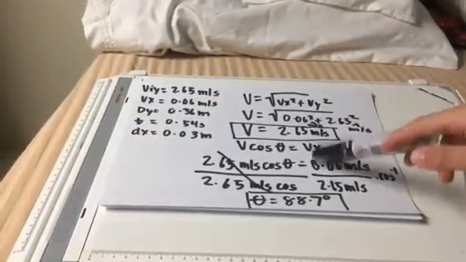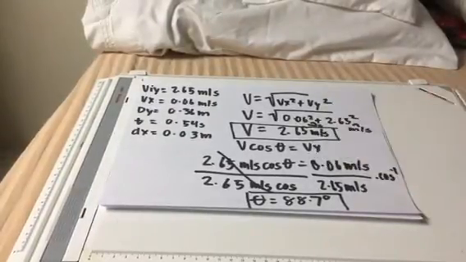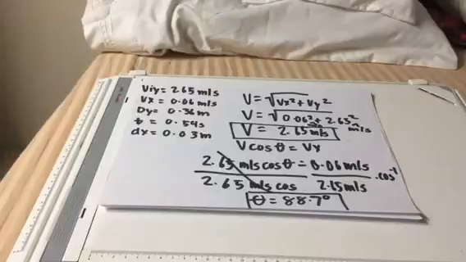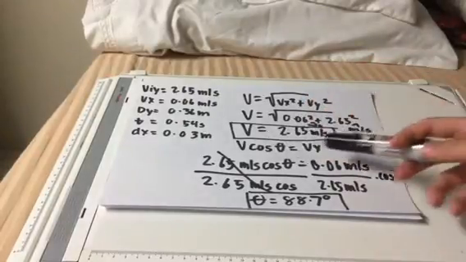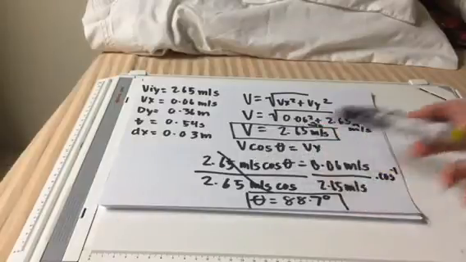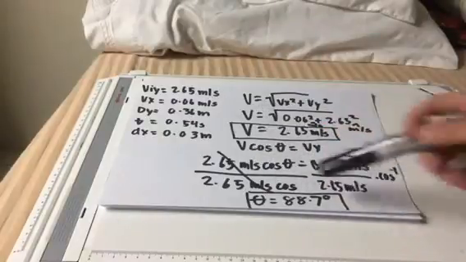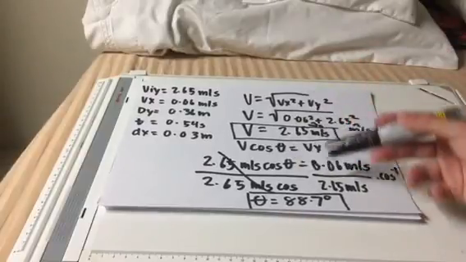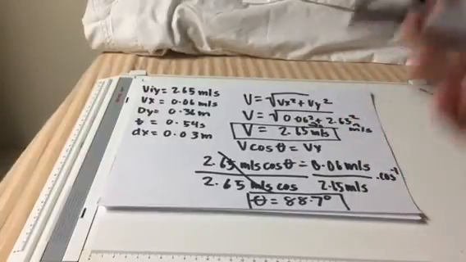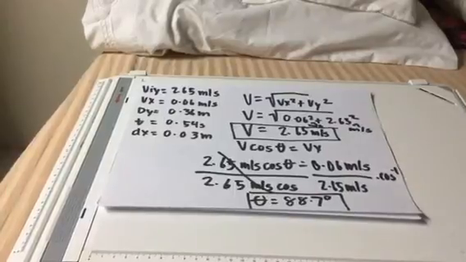Here is how you get the angle for Vx. You copy this formula, and then you plug in the values and transpose so we can isolate theta. Do the equation, and you end up with 88.7 degrees.